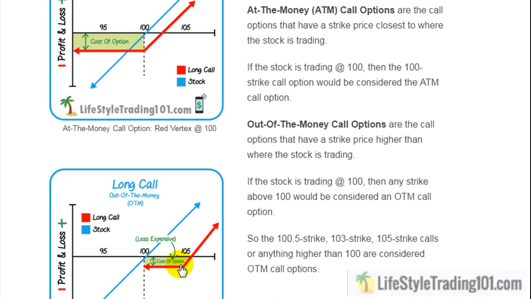They also have a vertex on that hockey stick payoff diagram further to the right. Again, at the money is the standard, where the vertex intersects at 100. Then anything where you move that hockey stick diagram slightly to the right and up, we have an out of the money call option.